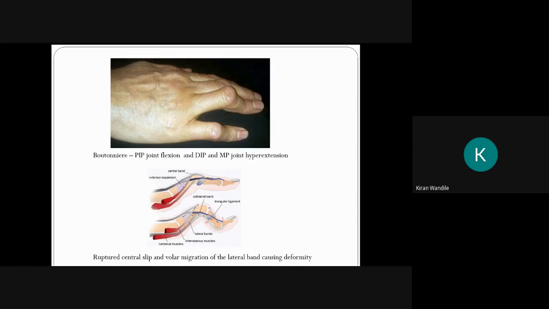These lateral bands are now shifted towards the volar side. In swan neck deformity, they were shifted to the dorsal side. In Boutonniere deformity, these lateral bands are shifted on the volar aspect. Since they are shifted on the volar aspect, the pull on the distal phalanx is increased because this band is now tightened due to shifting on the volar aspect. So now it pulls the distal phalanx into hyperextension. So there is primarily flexion at the PIP joint and then secondary hyperextension at the DIP joint.